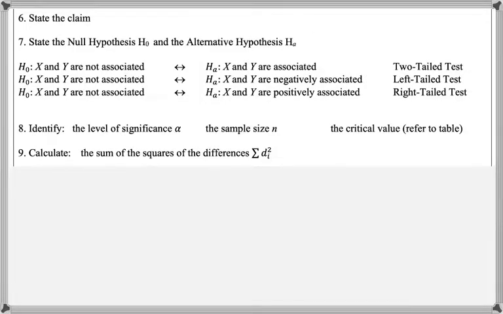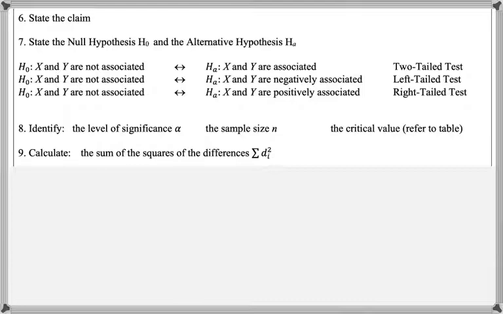Next, we state the claim. Then we state the null and alternative hypotheses. Now the null hypothesis is always the same, that x and y are not associated. But there are three possible alternative hypotheses.